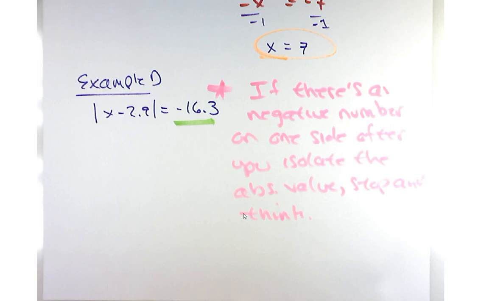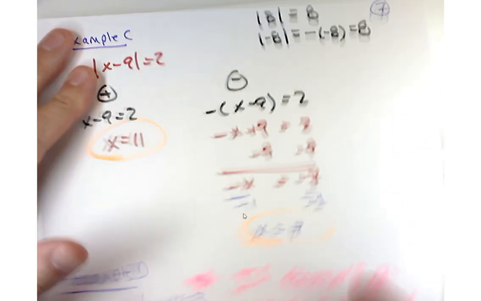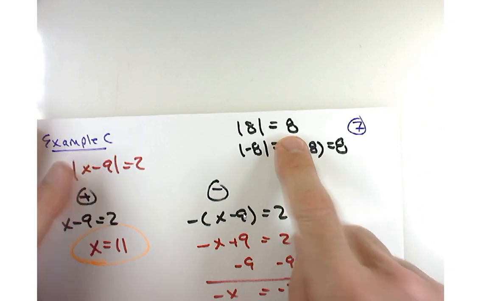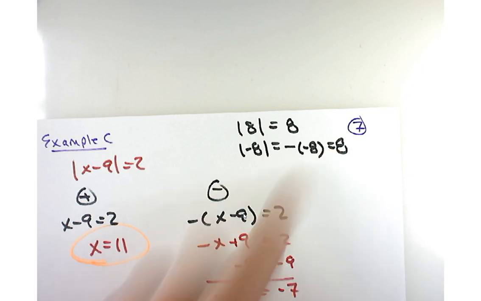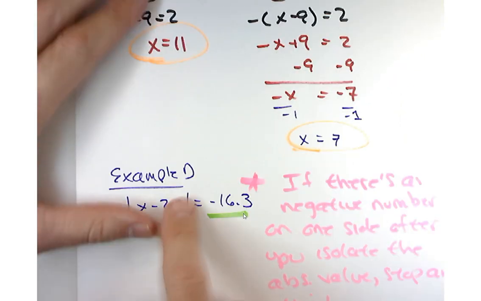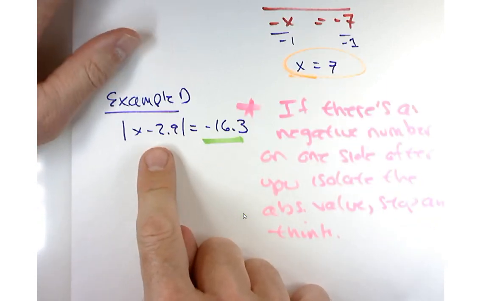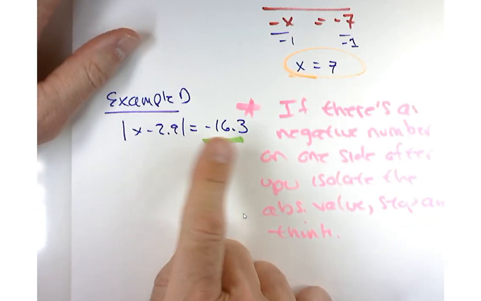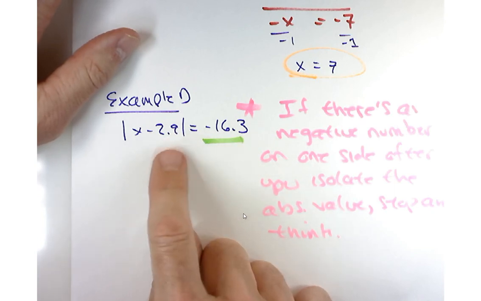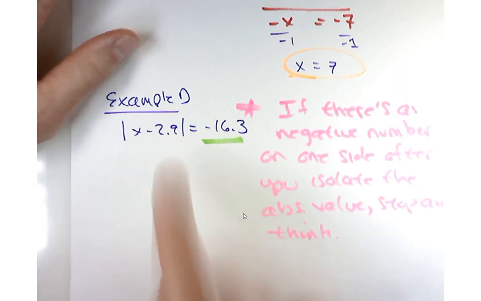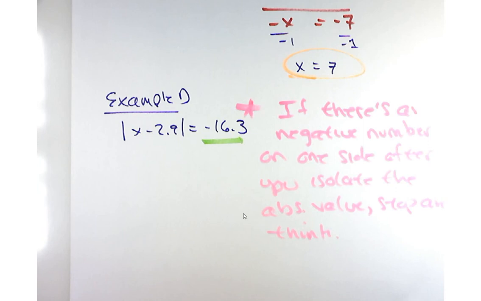And I want you to think about what happens when you take the absolute value of a number. Going back up here, the absolute value of 8 is 8. The absolute value of negative 8 is also 8. In fact, when you take the absolute value of a number, you always get something positive or 0. So how's that apply down here? Can I take the absolute value of something and get a negative 16.3? Can you get a negative number when you take the absolute value of something? No. So what's that tell me about this problem here then?